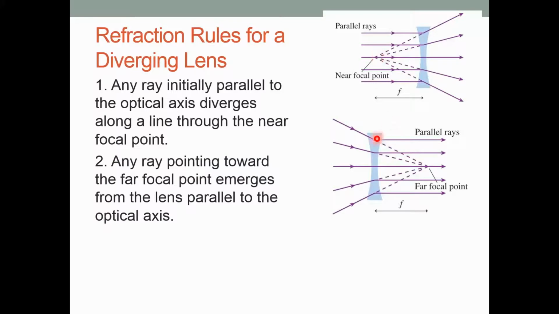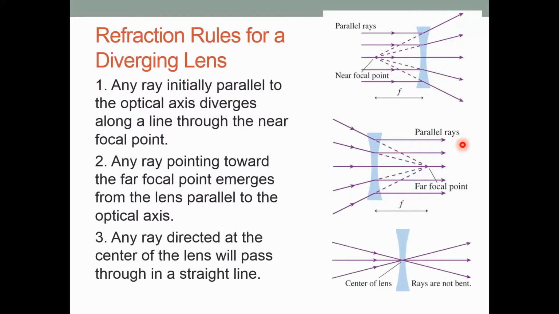And any ray that comes in parallel diverges as though it were coming from the near focal point. We also have light that comes in headed towards the far focal point, and that light will emerge parallel to the optical axis, so it comes out parallel. And finally, just like on a convex lens, any light that travels through the center will just continue in its original direction. The ray is not going to be bent if it travels through the center. It goes in a straight line.